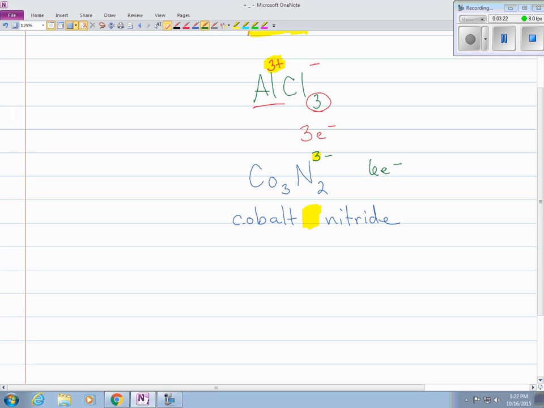So that means that these 3 cobalts had to lose a total of 6 electrons, which means that each cobalt atom has given up 2 valence electrons, and of course when we give up electrons we get more positive. So therefore our cobalt has a +2 charge, which if we then put that into the name, it becomes cobalt Roman numeral 2 nitride.